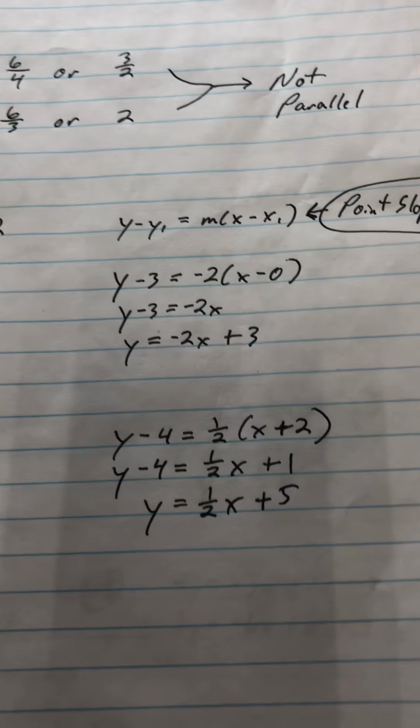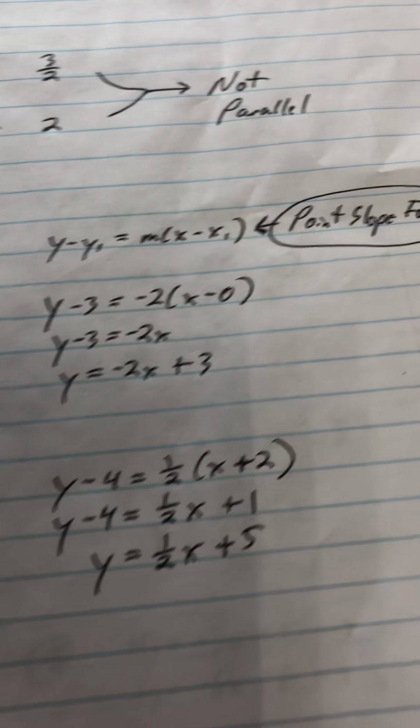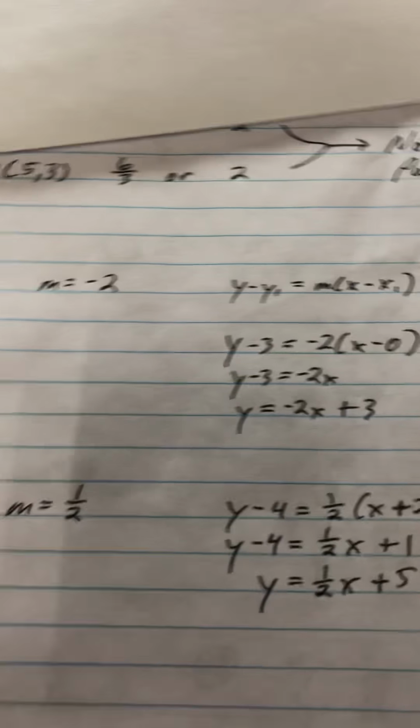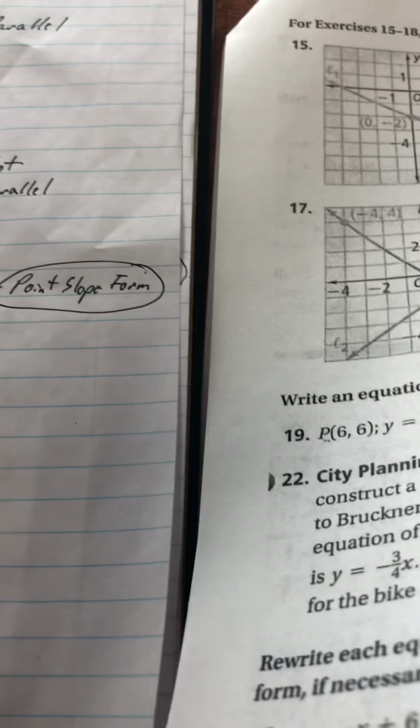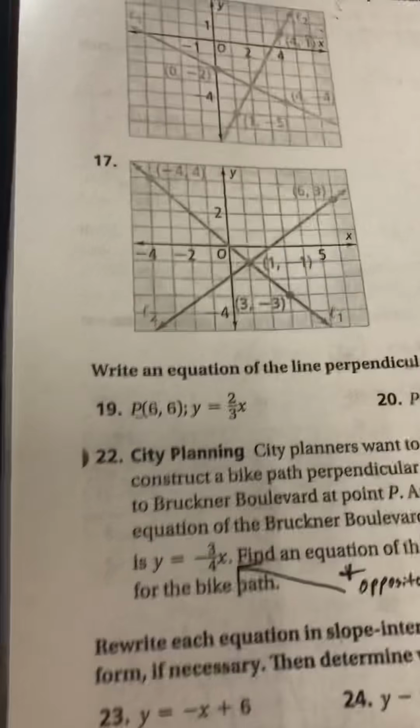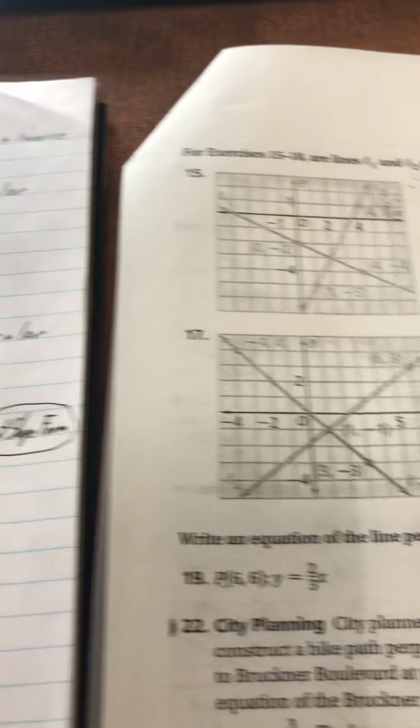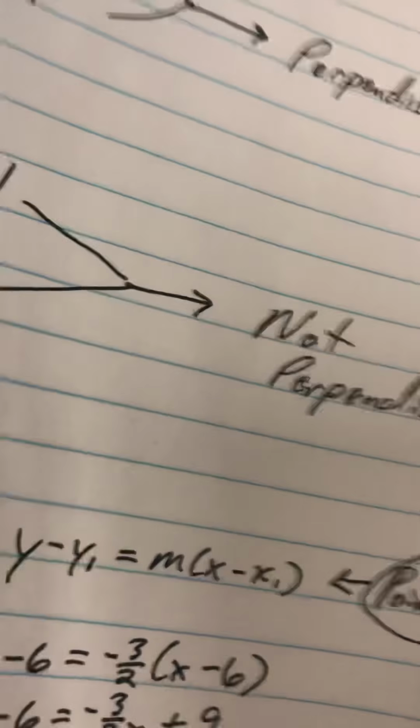All right, so try 12 and 14. 12 may be a little tricky, it just looks a little bit different. Do the same thing, it just looks a little different.